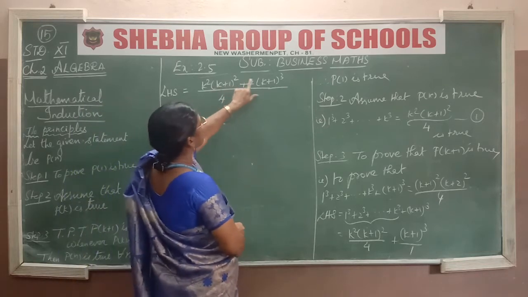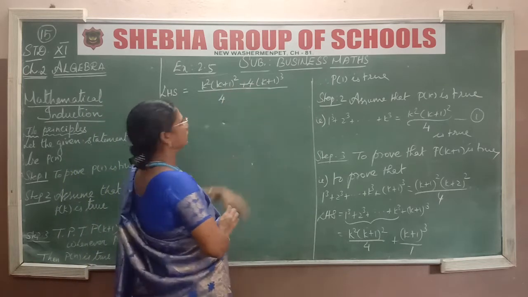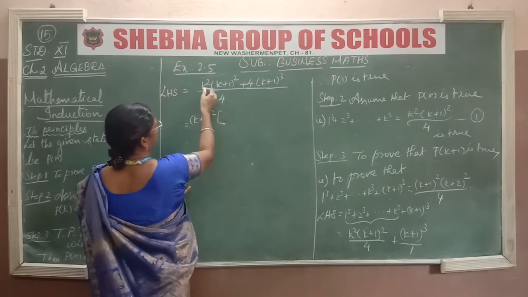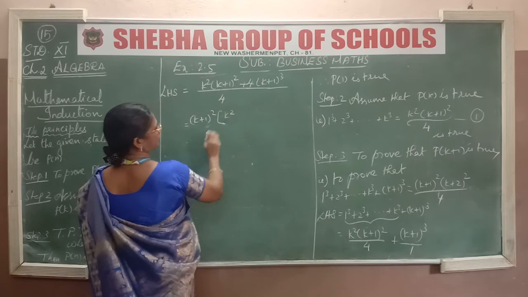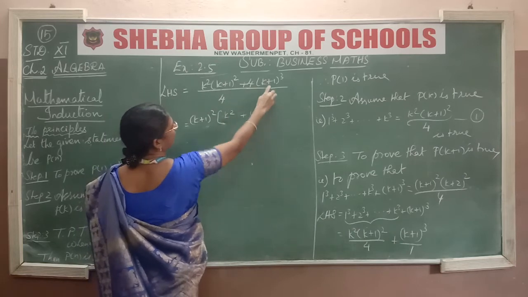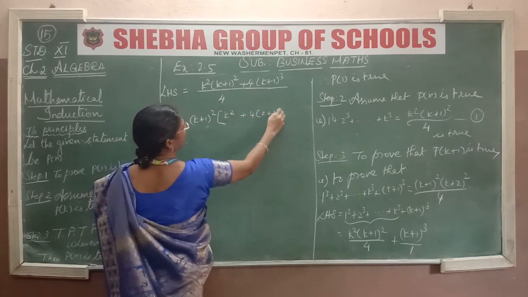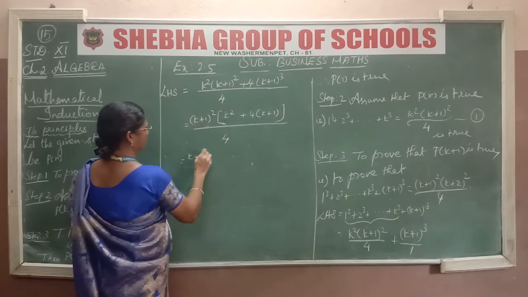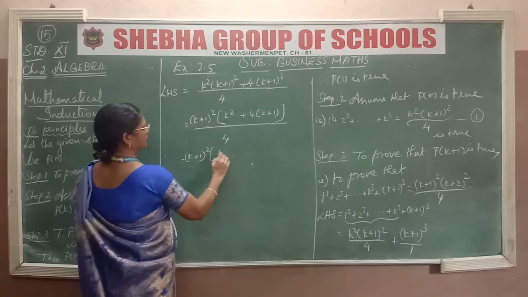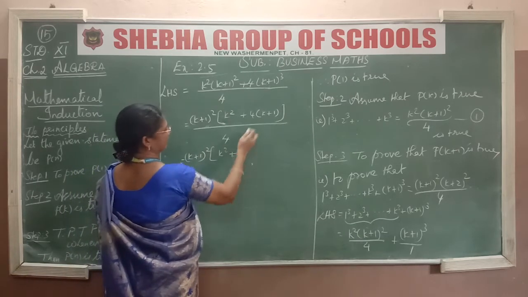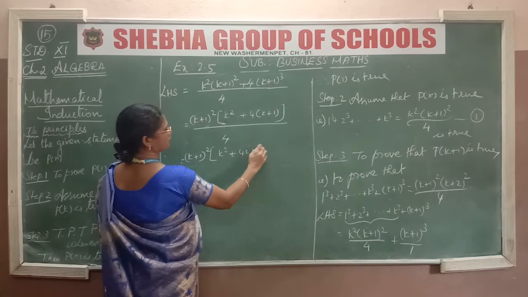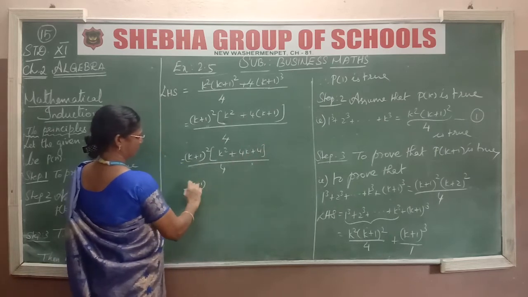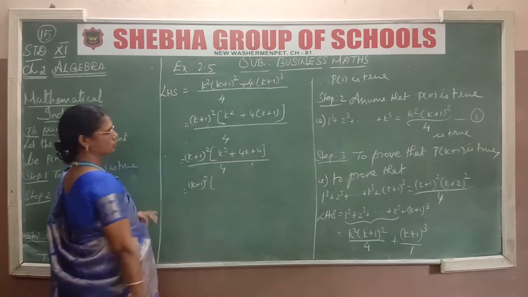K plus 1 whole square is common to both the terms, isn't it? Taking outside k plus 1 the whole square. What are the remaining here? K square, and here 4 into one more term k plus 1 by 4 equal to k plus 1 whole square into k square plus, multiplying 4 inside we get 4k plus 4 by 4. So k plus 1 the whole square, this is what? This is k plus 2 the whole square, isn't it?